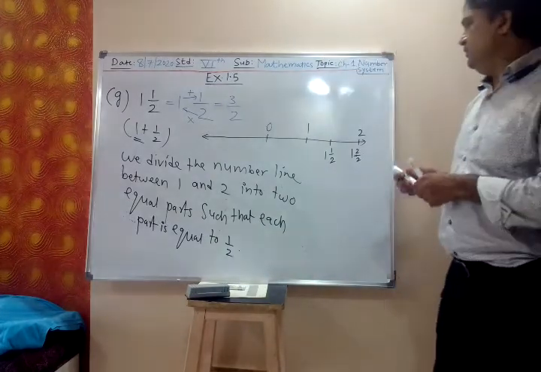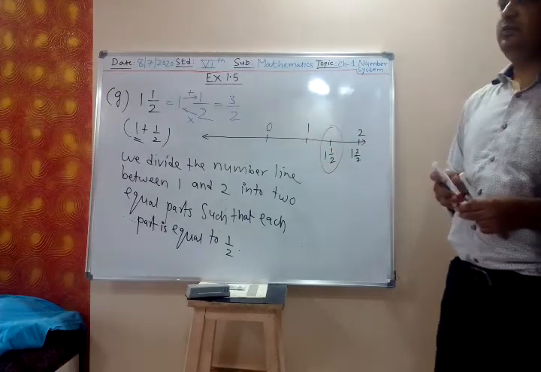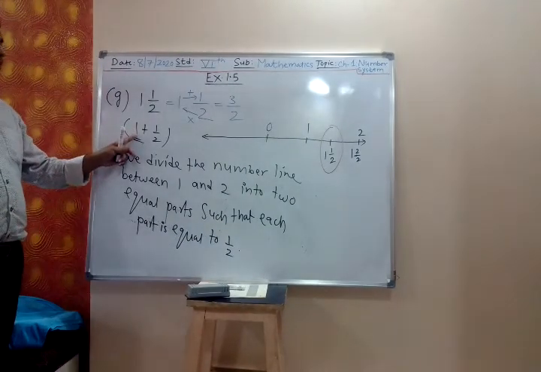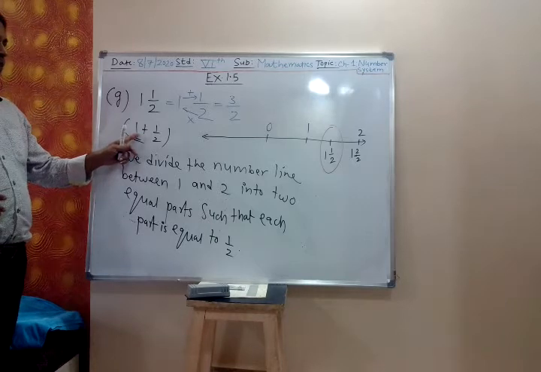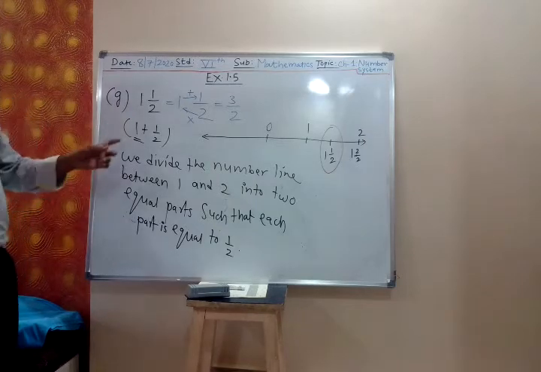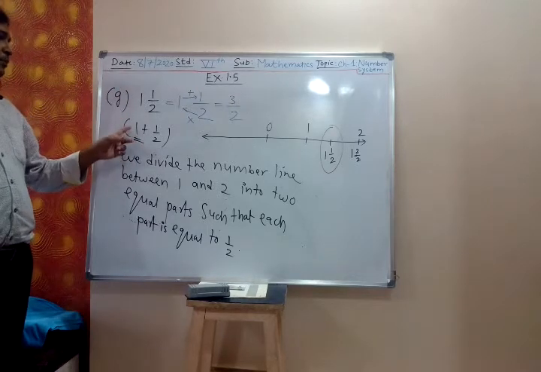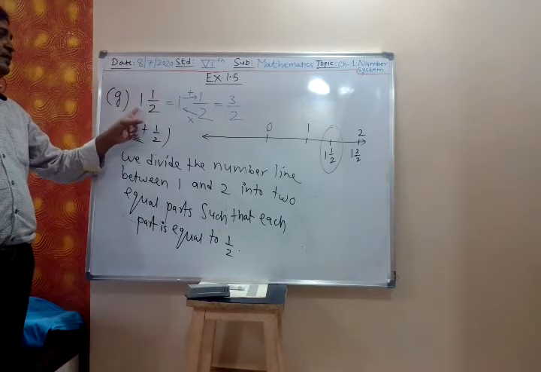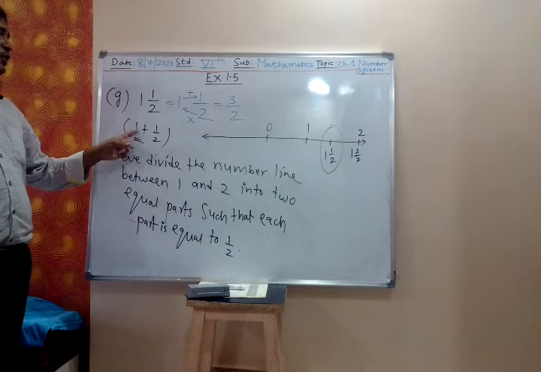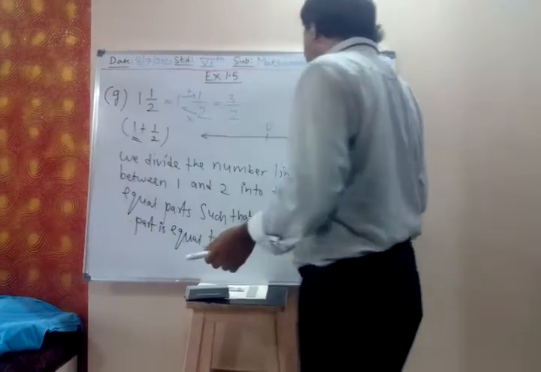And this is my number, 1 and 1 by 2. We divide because 1 and 1 by 2 means 3 by 2, and 3 by 2 is bigger than 1. So I will divide the number line between 1 and 2 into 2 equal parts, such that each part is equal to half.